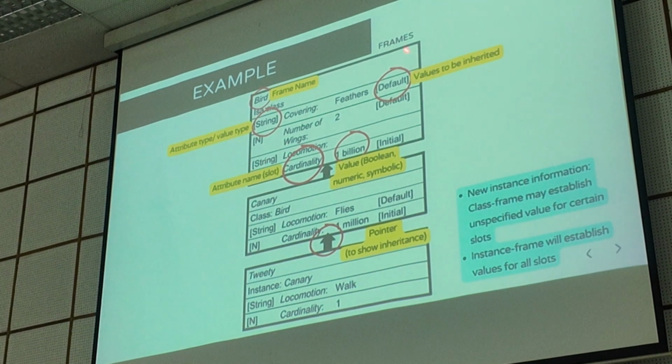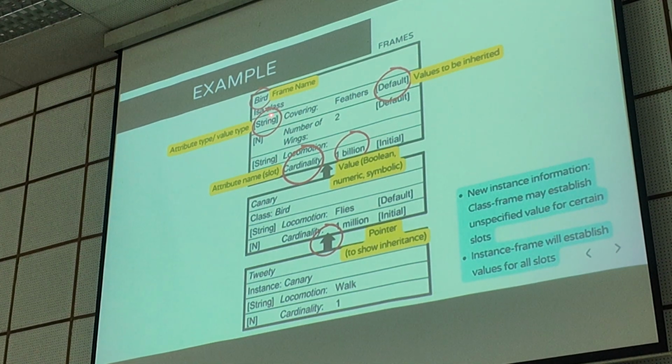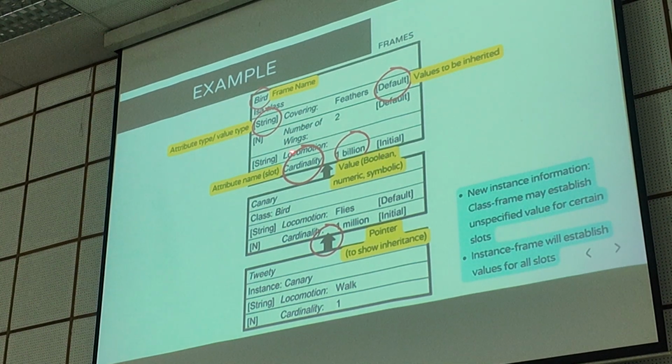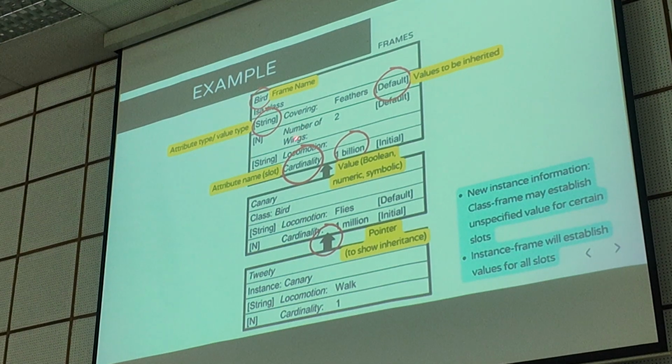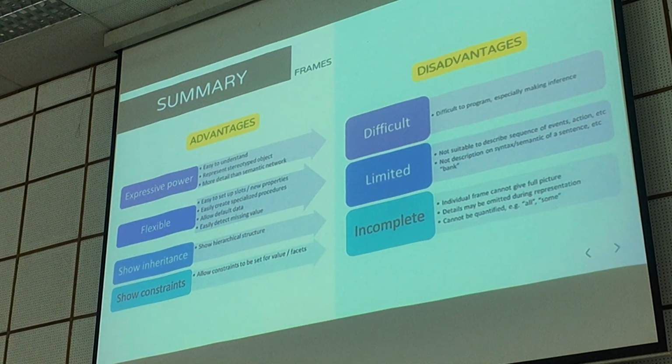Okay, and then we can add as well the facets, for example, whether it's a default value or an initial value. But whether you put a data type or a default or initial value is optional. The most important elements that you have to put are the frame name, the slots, and the values. Right? So what is the advantage of frames? It's more flexible, and it's able to store inheritance and all the properties.